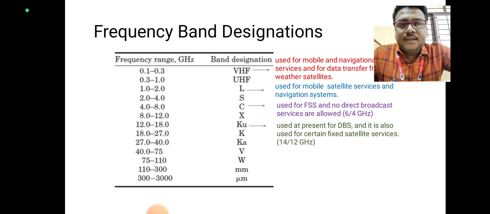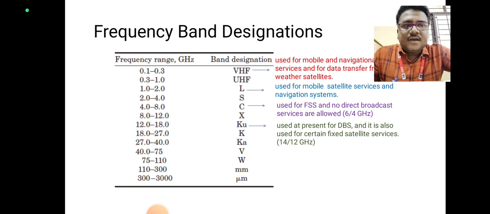Before going into the satellites, let us know about the various frequency band designations. We are all well aware that frequency is the parameter which is mainly used for the purpose of communication. Mostly the frequency range starts from kilohertz and goes up to terahertz and petahertz, etc. For satellite communication, we prefer mostly gigahertz communication, and the various bands are designated on the right hand side, which start from VHF, UHF, L, S, C, X, Ku, K, Ka, V, W, mm, and mu.